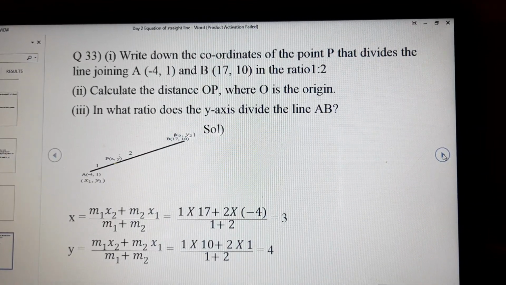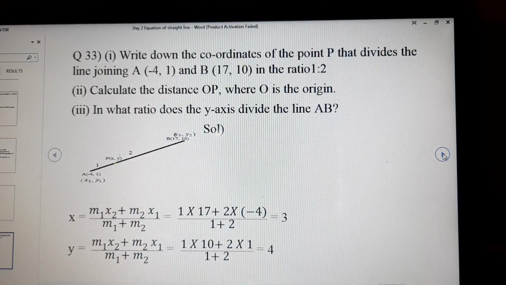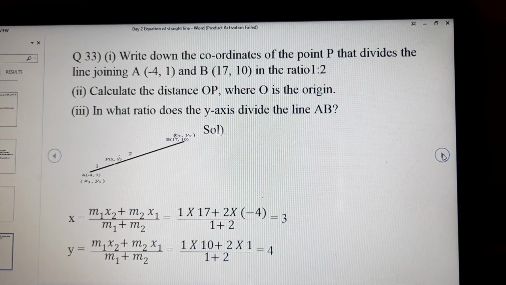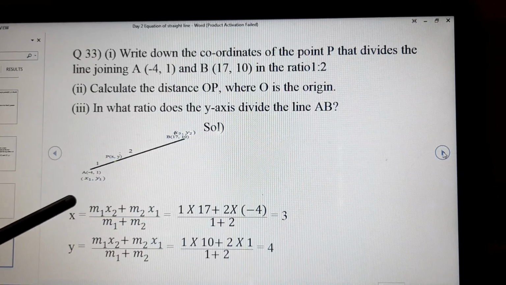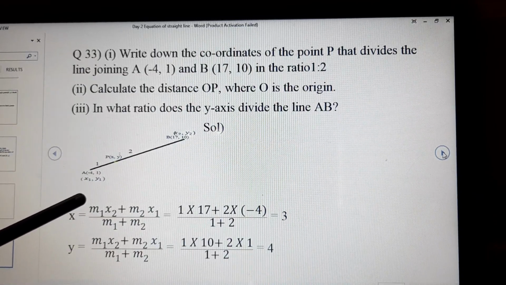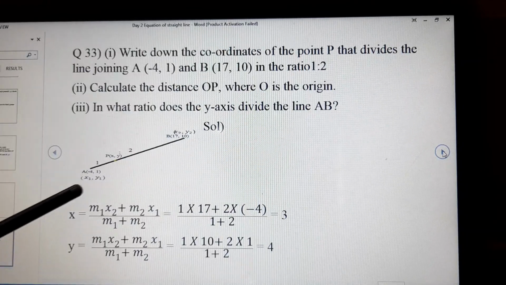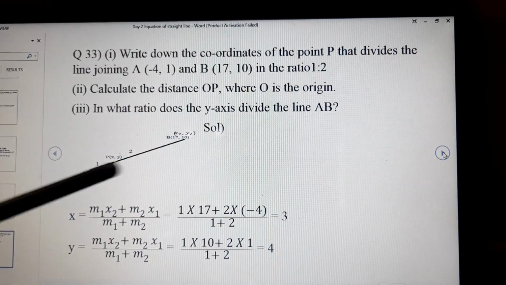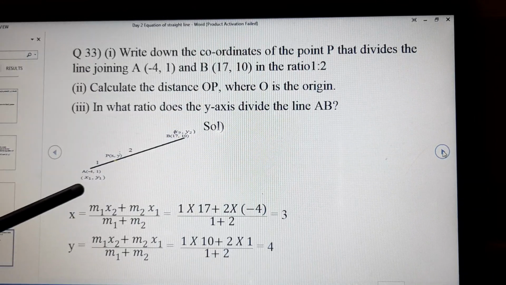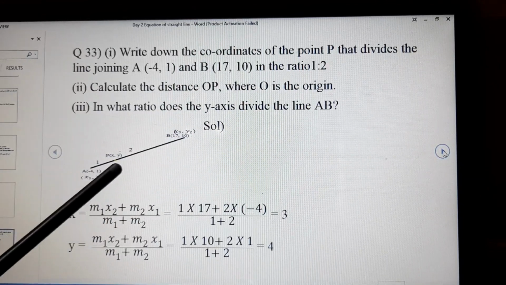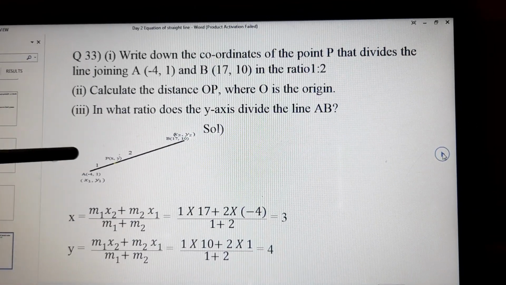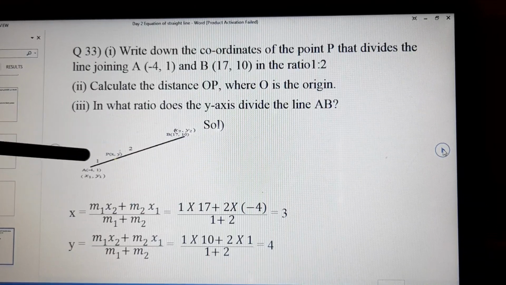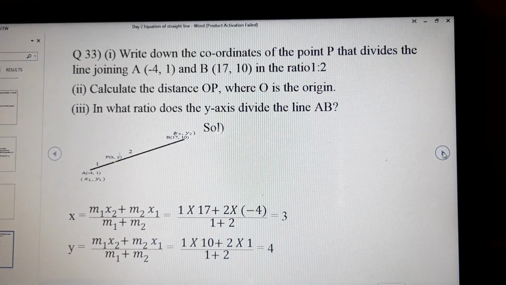Question number 33 says: write down the coordinates of the point P that divides the line joining A and B in the ratio 1:2. See, you have done this question in section formula. It is not very clear here, but if you zoom, maybe you will be able to see it. The coordinates of A are minus 4 comma 1 and B is 17 comma 10. x1, y1, x2, y2. Point P is lying here. Its coordinates I have assumed as x comma y, and the ratio is 1:2. That means m1 is to m2; m1 is 1, m2 is 2.